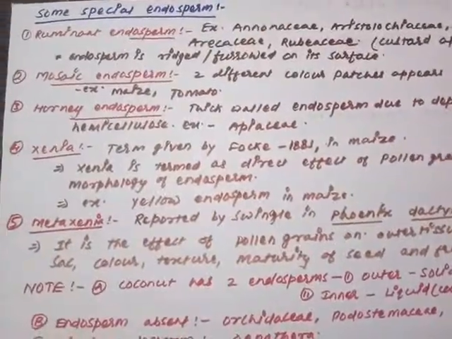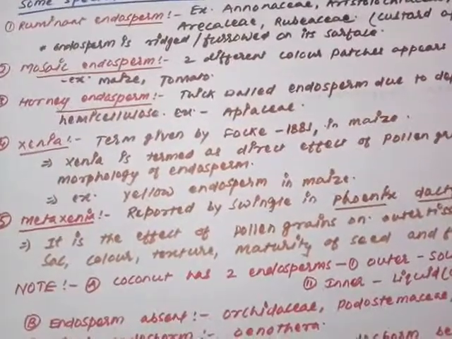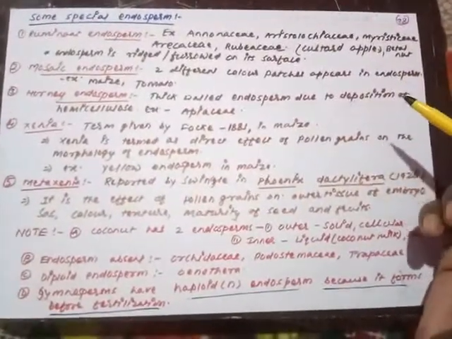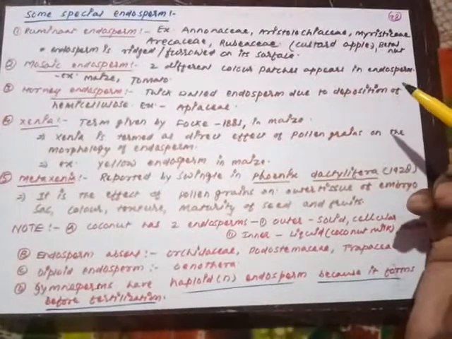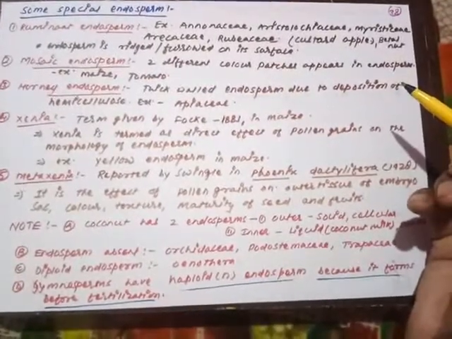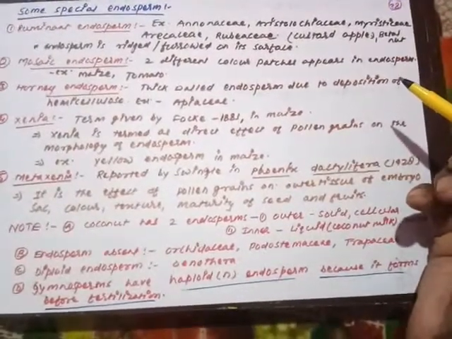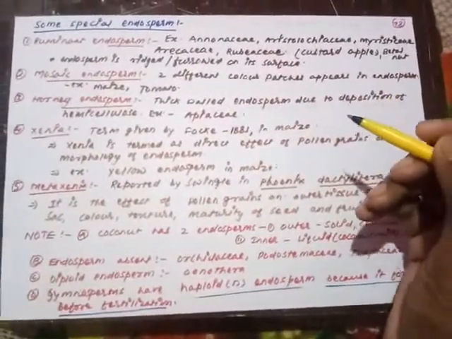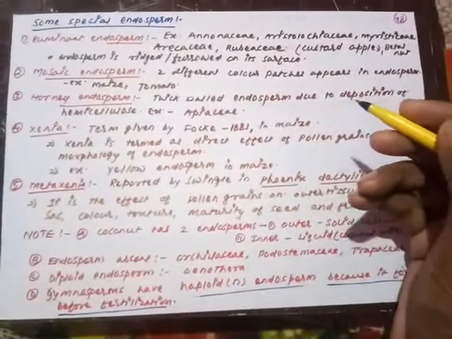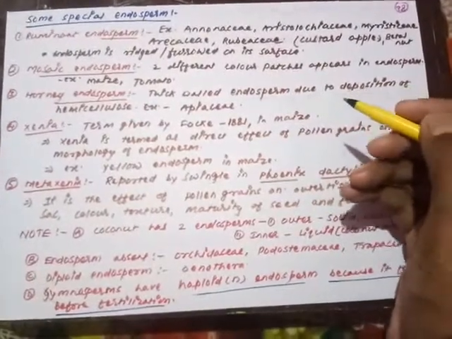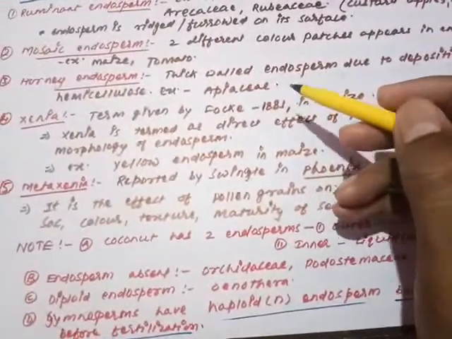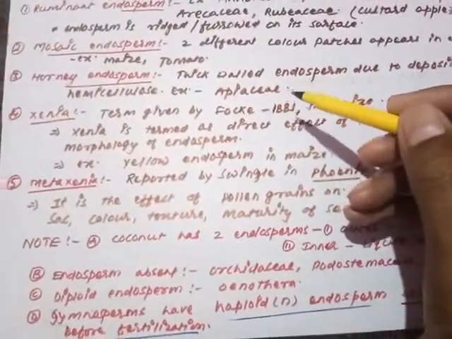Is it clear now? The next one is the horny endosperm. Horny endosperm means the endosperm is surrounded by a thick wall that is made because of deposition of hemicellulose. Are you getting my point? If the endosperm is surrounded by a thick wall due to the deposition of hemicellulose, then it is called horny endosperm, and the example for that is family Apiaceae.